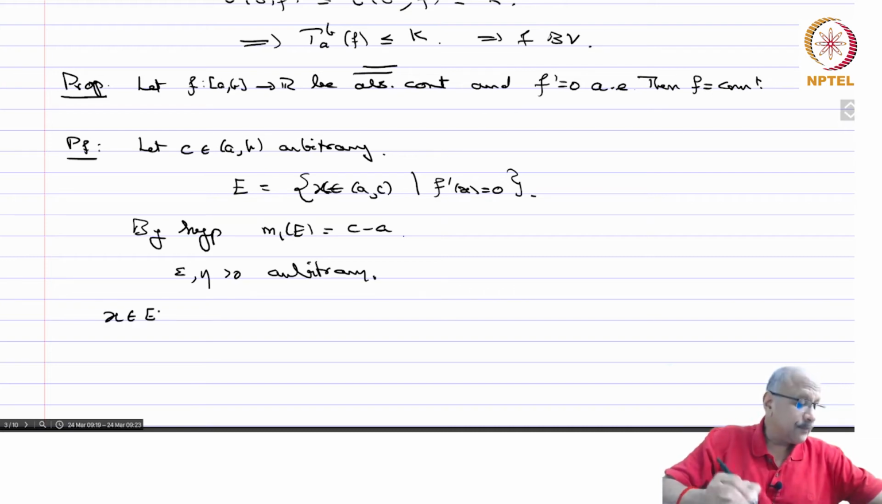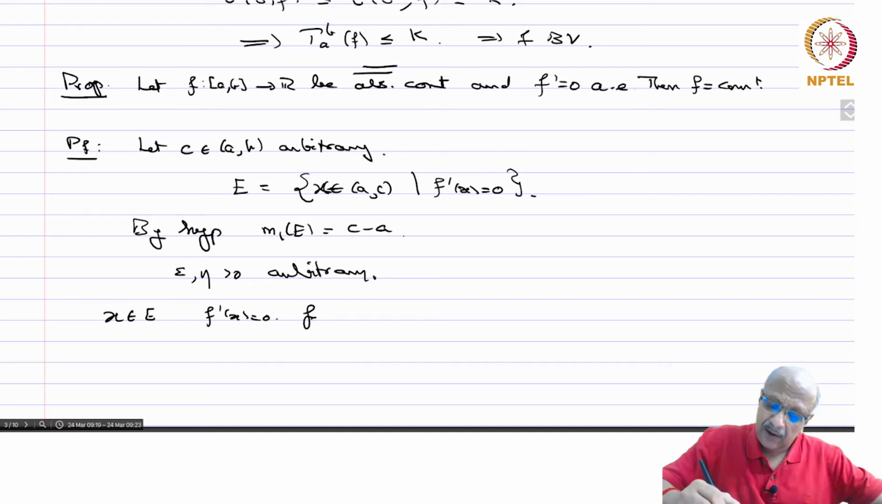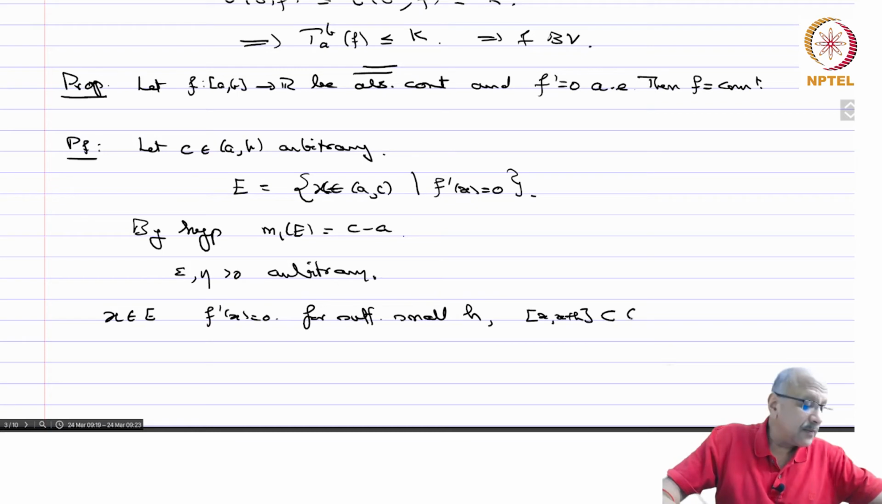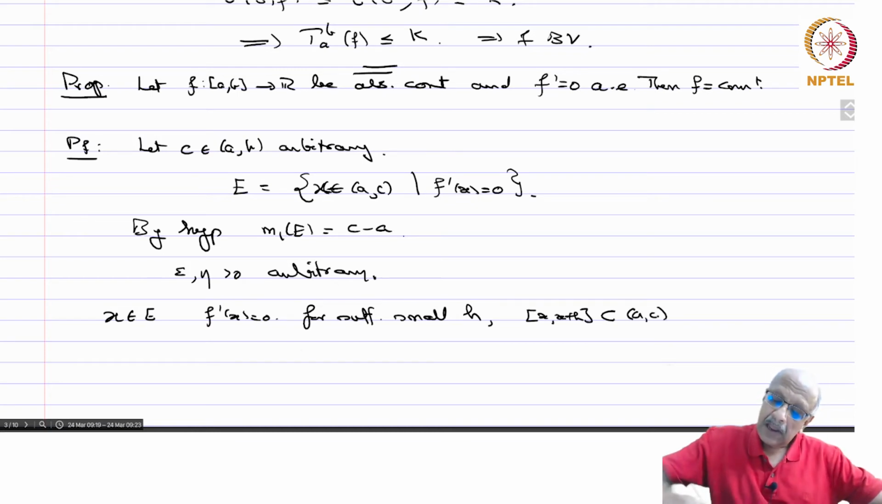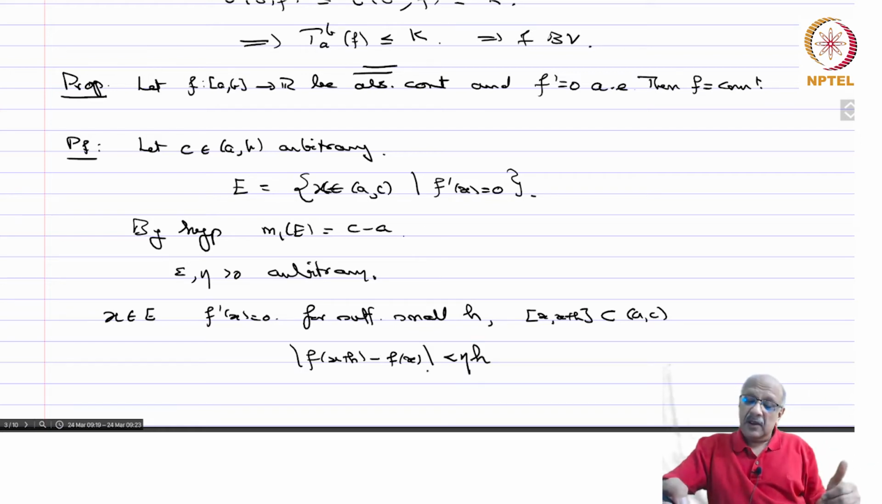Suppose x belongs to E, then what does it mean? f dash x equal to 0. Then for sufficiently small h, we have x plus h will belong to (a, c), and the modulus of f of x plus h minus f of x can be made as small as you like by h, because the difference quotient, f of x plus h minus f x by h, goes to 0 because f dash x equal to 0. So it can be made arbitrarily small for h arbitrarily small.